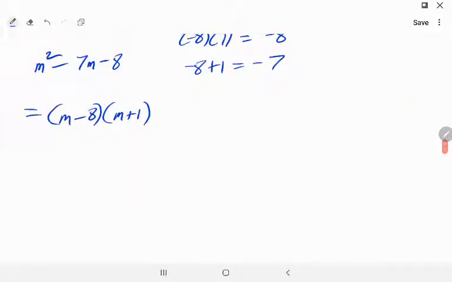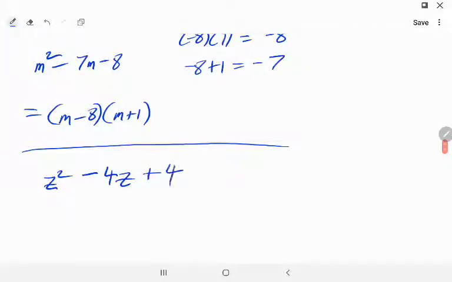If we had z squared minus 4z plus 4, this is something we're going to talk about in a later section.